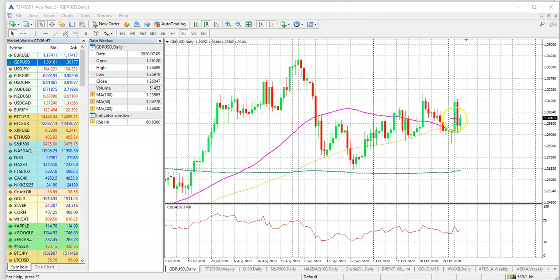Now, what if the price starts to break below? Then what you want to do is wait for the price to drop below the 100-day simple moving average, and only execute the trade to the downside if the price breaks below the 50-day simple moving average. And if you do that, then you possibly want to put your stop loss just above the high of this particular candle, or potentially just above the 100-day simple moving average, which is going to be just over here.